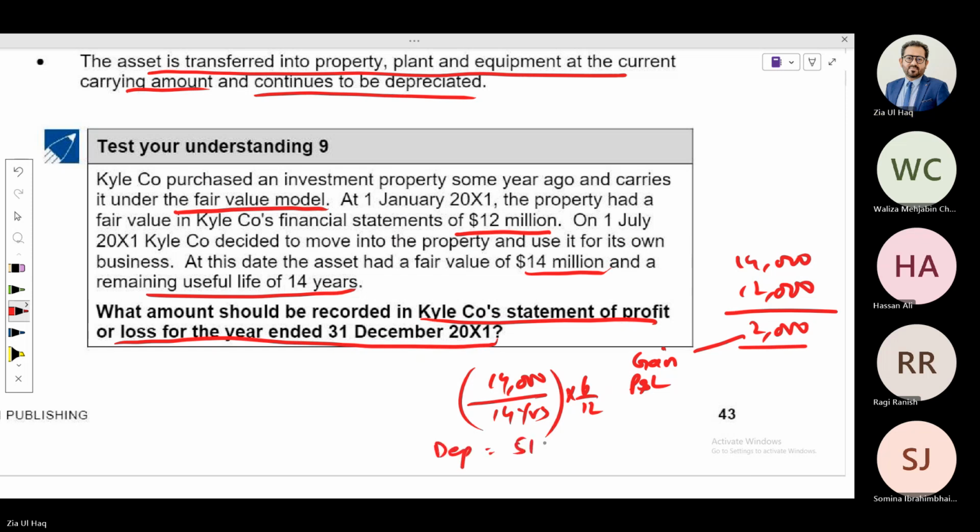500,000 should be charged as depreciation. So gain should be charged this, and depreciation for the year charge should be this. So net effect will be, but we need to record both separately because gain and depreciation we cannot net off. The gain of 2 million should be charged to profit and loss account.